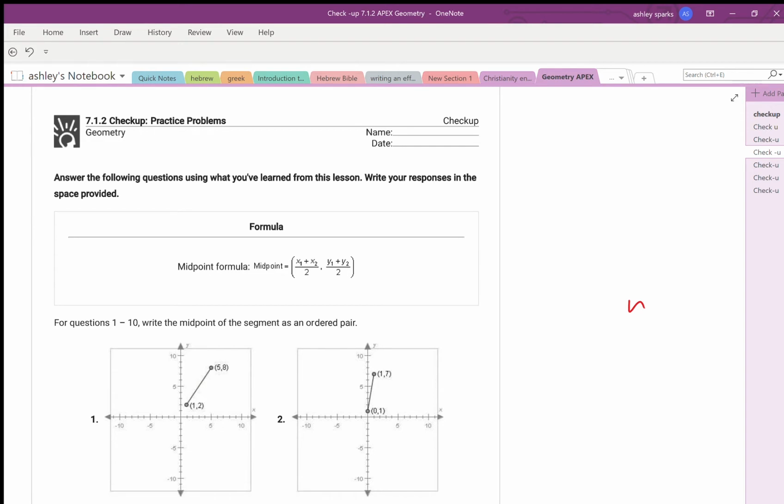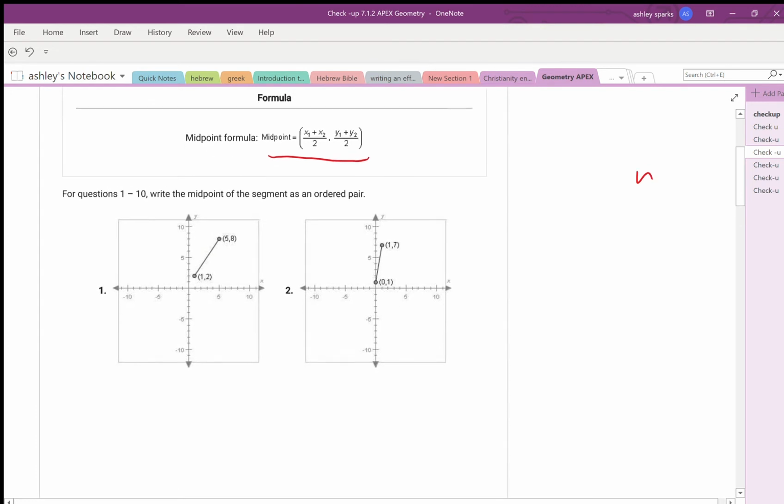I thought I'd go ahead and try out section 7.1.2 for your Apex Geometry. This section is really nice. If you look here, you have your midpoint formula, and that's what this is all focusing on: the midpoint. So when you go to do your quiz, I would have this formula written down on a piece of paper, because a lot of what you're going to be doing is plugging things into that formula. So we have (x1 + x2) over 2, (y1 + y2) also over 2.